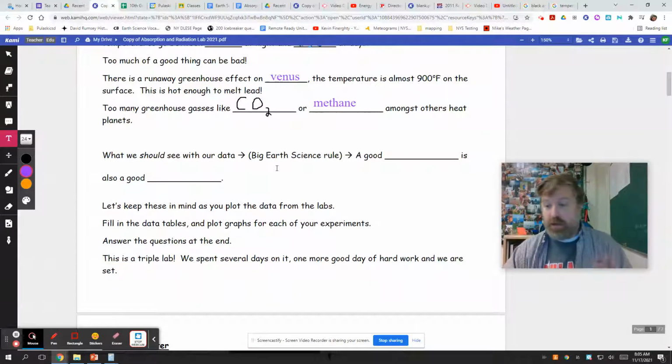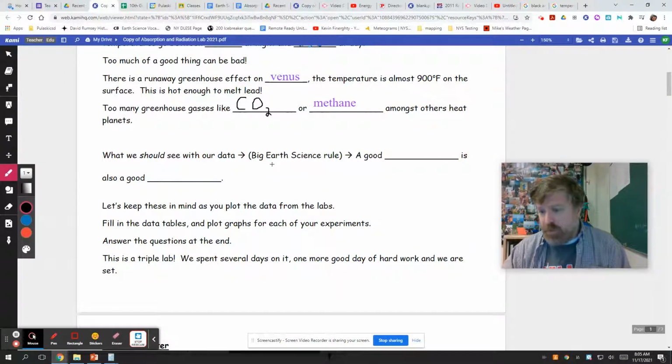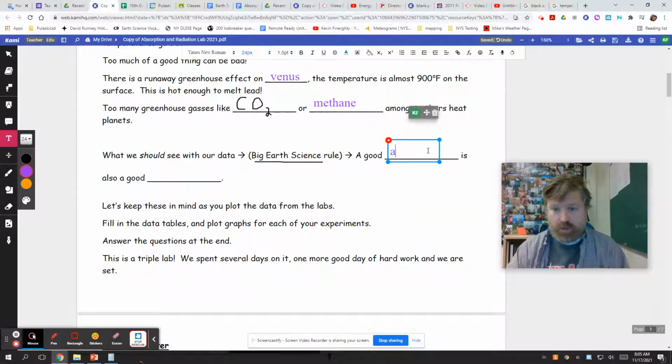So, what we should see with our data, how this should have worked. Did your experiments work? We'll find out. Sometimes, because we've got equipment that's only so good, and the labs are a little chaotic in here, especially with the bigger classes, maybe they didn't work perfectly for you. What we should see with our data, and what's a bigger science rule, is that a good absorber is also a good radiator.